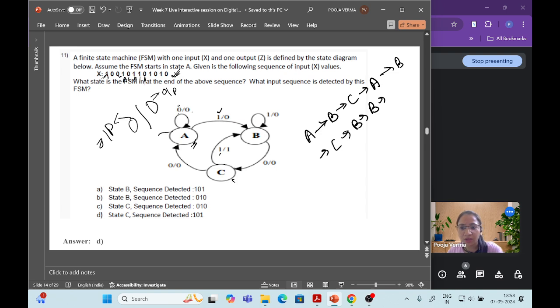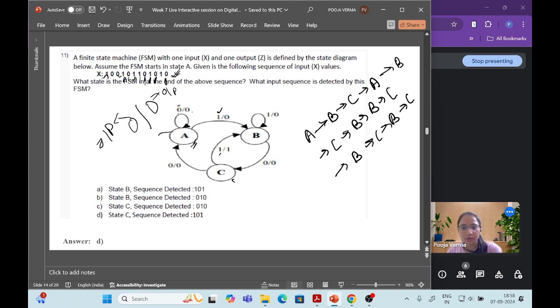Now the input, it is in state B, and now the 0 is applied, it will change to state C, right? C. Now next is 1, right? So again, if it is in state C and the input is 1, it will move to B, right? Now again the input is 0, so it will change to state C. Again input is 1, so B, then again the next input is 0, so again it will change to C, right?